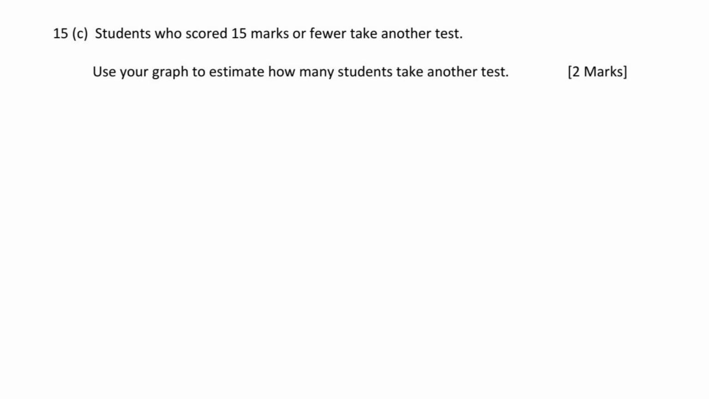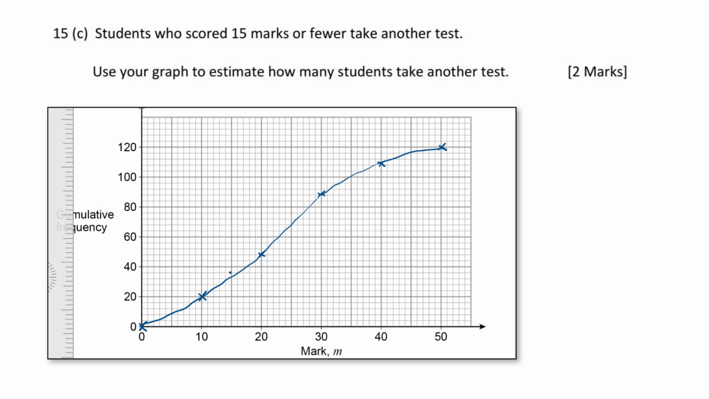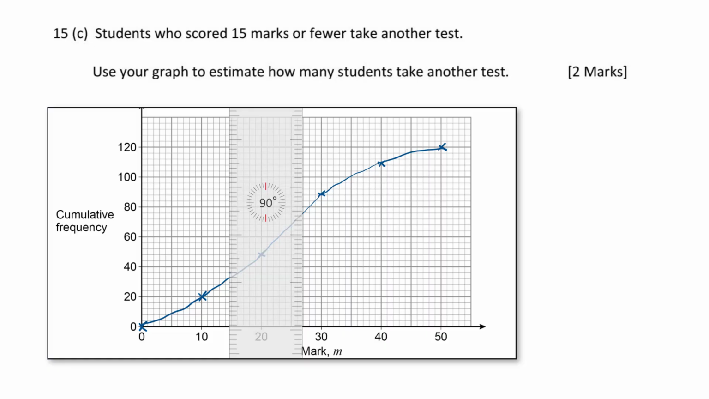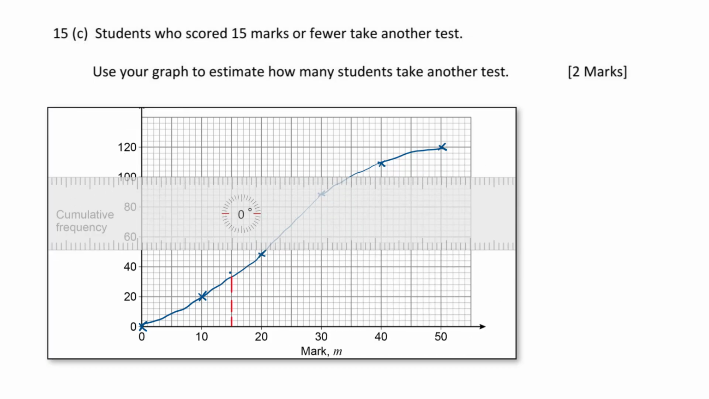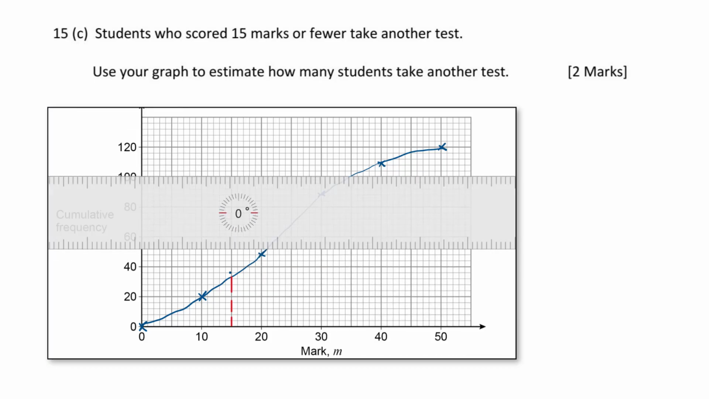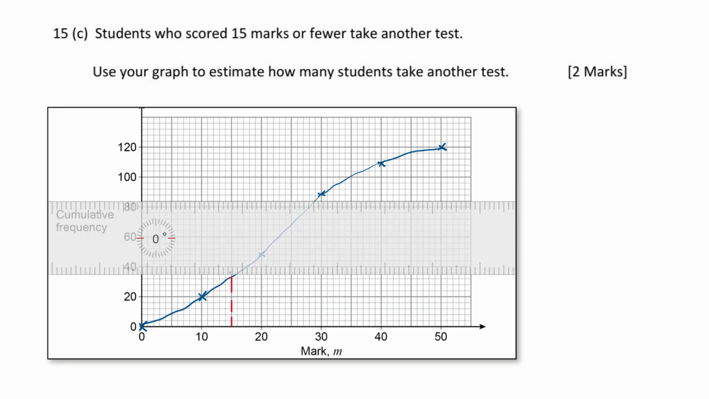What's next? Part C says students who scored 15 marks or fewer take another test. Use your graph to estimate how many students took another test. Well, 15 marks. So 15 marks is here. I'm going to put the ruler on 15, and I'm going to draw up to the curve. And I'm going to change direction, and I'm going to draw across to the axes.